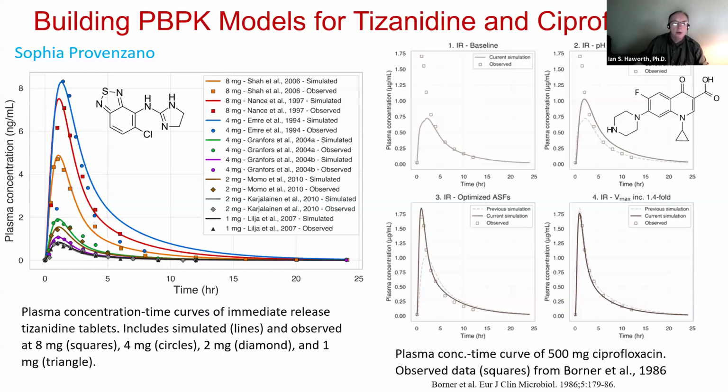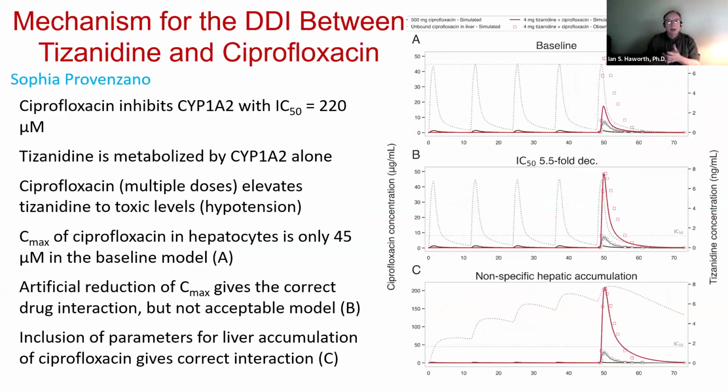So here's a quick example. This is tizanidine and ciprofloxacin. This is an interaction that's really confused people for many years because, as I'll show you on the next slide, there really are some questions about the concentration issues here. No time to go through this, but Sophia built tizanidine and ciprofloxacin PBPK models. This is just showing some of that process. So we have the two models, and so let's look at what happened here.